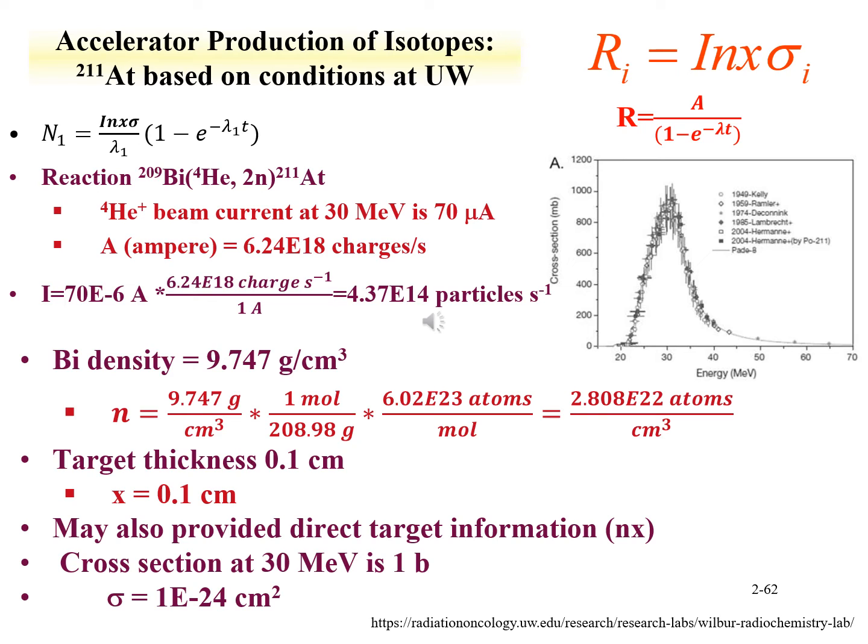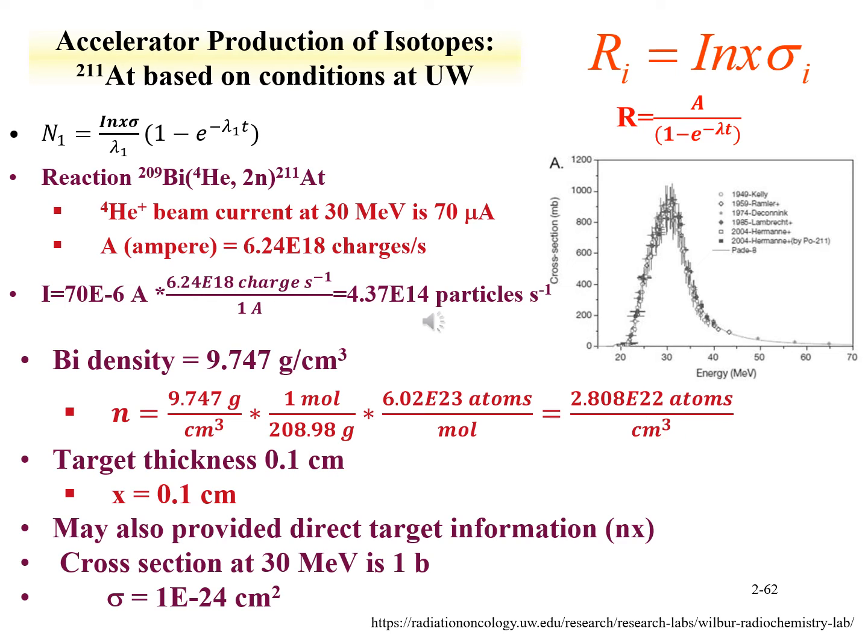For the number of atoms per centimeter cubed, the target is metallic bismuth. Assuming 100% density of your target, use the density of bismuth, which is shown here to be 9.7 grams per centimeter cubed. Convert that to atoms using the atomic mass of bismuth and Avogadro's number. You get 2.808 times 10 to the 22nd bismuth atoms per centimeter cubed. That's the number of targets per centimeter cubed. The target thickness for this example will be 0.1 centimeter. So that's the value for X.